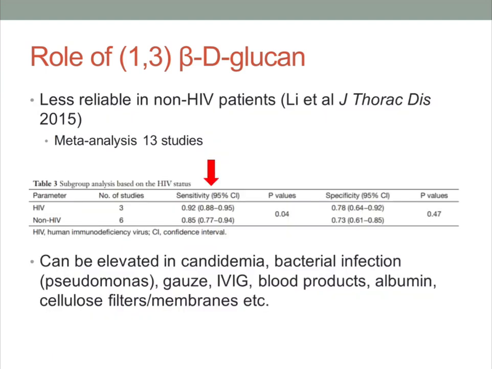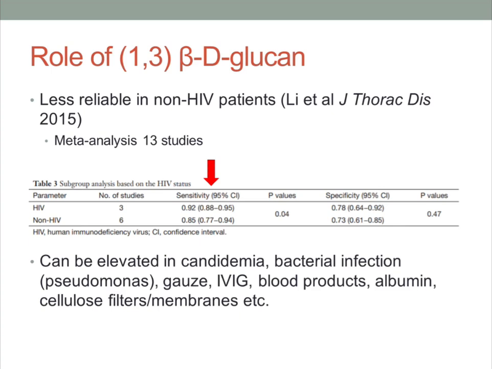This is a similar study in non-HIV patients looking at pneumocystis and the 1,3-beta-D-glucan. It was a meta-analysis of 13 studies, and in that pooled meta-analysis, they found that the sensitivity is worse in non-HIV populations at 85% compared to 92%. The specificity for both is not fantastic, 78 and 73. There's a lot of things that can be elevated in.